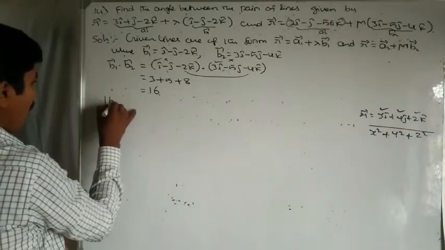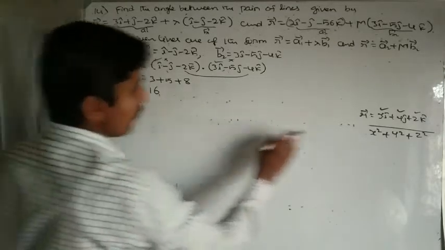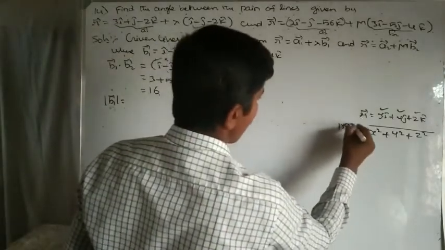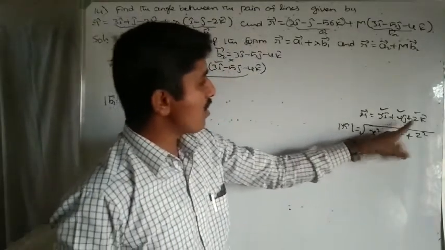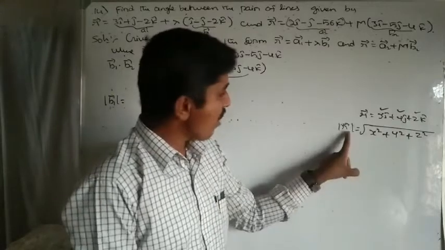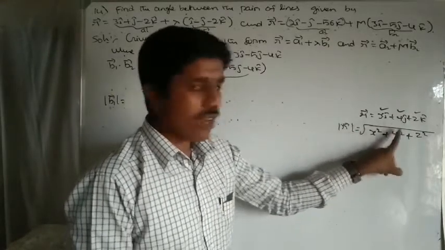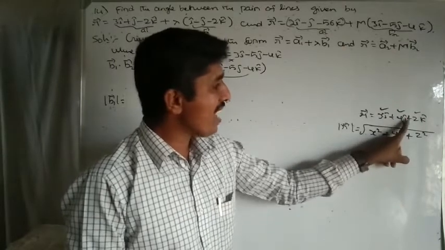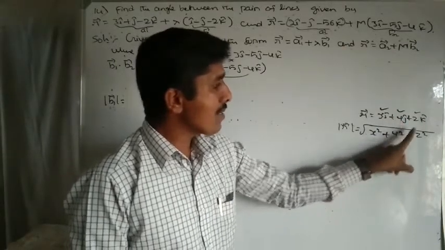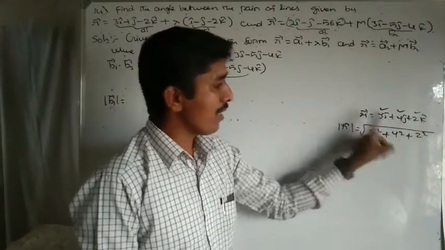Now I am going to find the magnitude of vector b1. Suppose vector r equal to xi plus yj plus zk. Then the magnitude of vector r is given by square root of i coefficient whole square x square plus j coefficient whole square y square plus k coefficient whole square z square. Mind it.